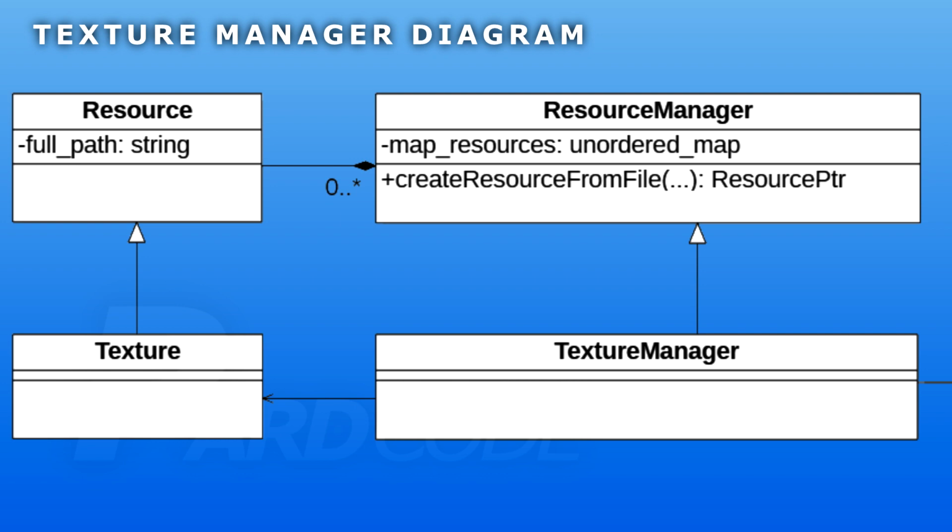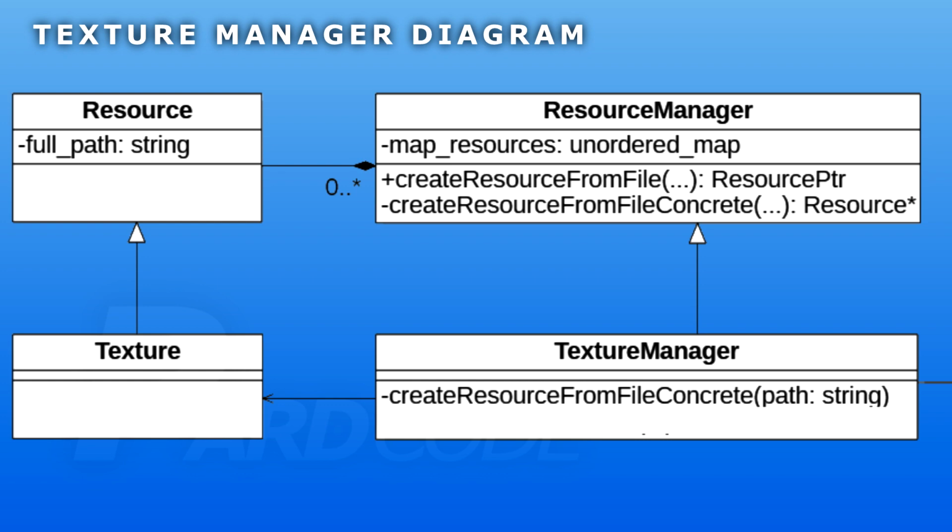Today, we will use the approach based on the usage of a pure virtual method that we will insert in the resource manager and we will call simply create resource from file concrete. This method is abstract and it is concretized only when a concrete resource needs to be instantiated. In our case, today we want to instantiate a concrete resource that is the texture. This abstract method will be used in the create resource from file in order to separate the task of management of the resources, that is in general the same for all kinds of resources, from the one in which we will actually instantiate the resource.